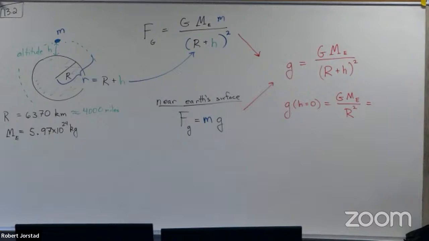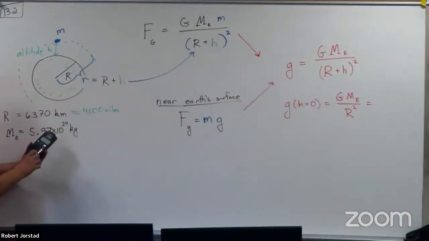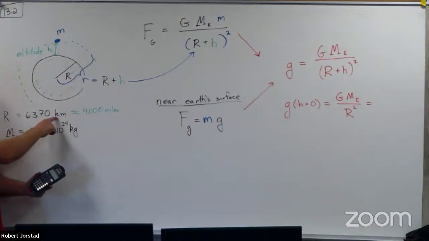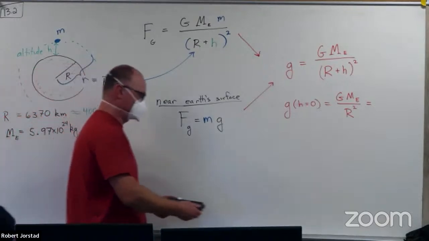(6.67) E negative 11 times, what was it, 5.97? Is that right? E24 divided by the radius of the Earth, which was, now check this out. I want to show you how to use this one with the EE button. I'm going to type parentheses so I don't screw up the squared, 6370 EE3, because this kilo is a 3. So 6370 EE3 is how you type that in. And then you square that. You recognize that number?